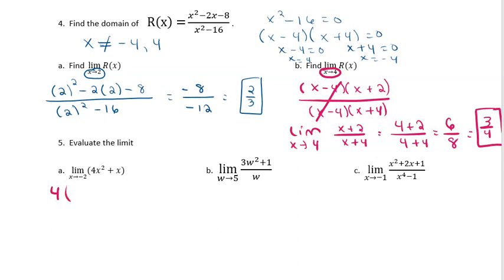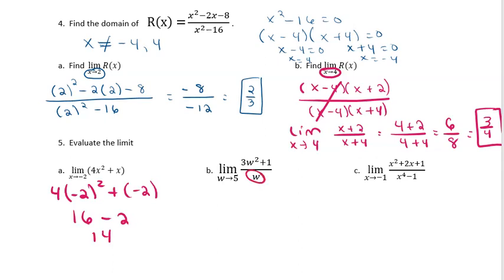So we'll have 4 times negative 2 squared plus, and then we have negative 2. So if we simplify this down, negative 2 squared is 4. 4 times 4 is 16. Minus 2, we get 14. Let's look at this one.